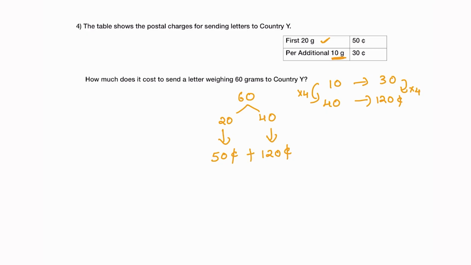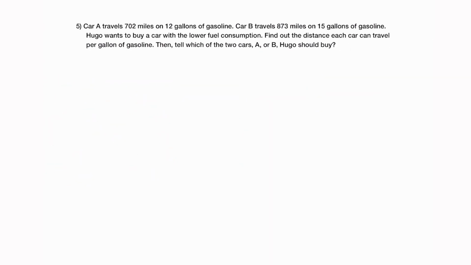So the total is going to be addition, right? So it's basically 50 plus 120, which is 170 cents, or you can say $1.70. They both mean the same. Okay, good. Here comes question 5.